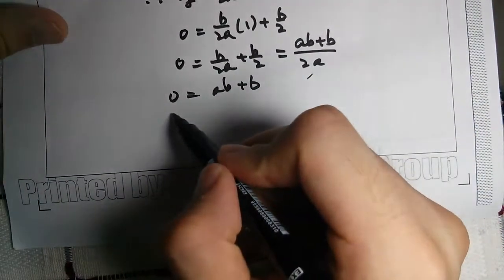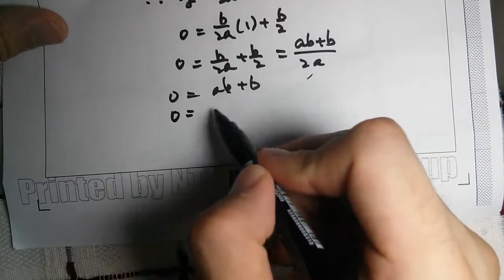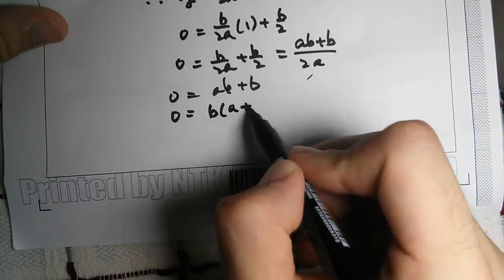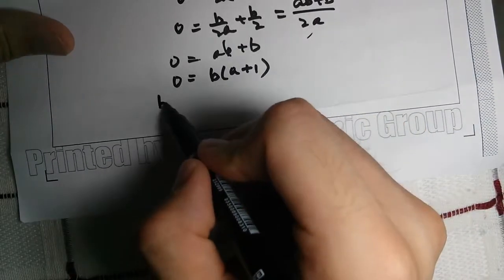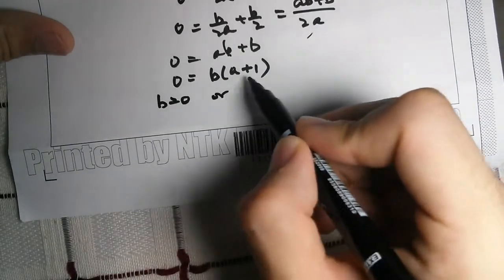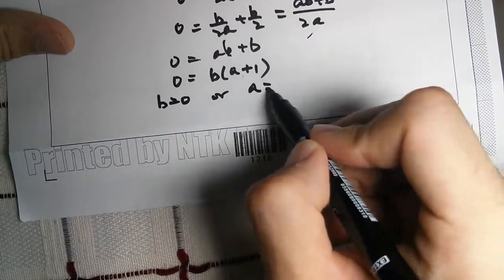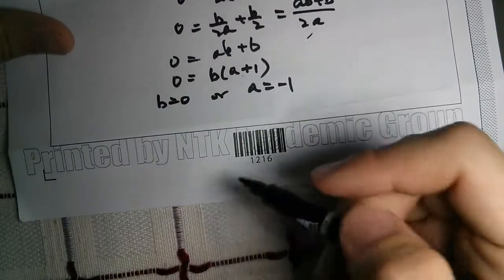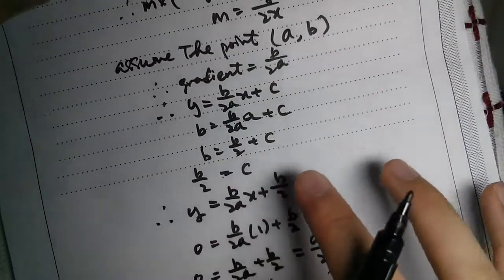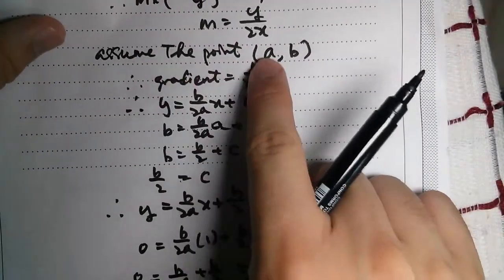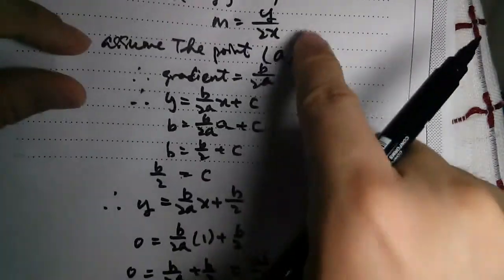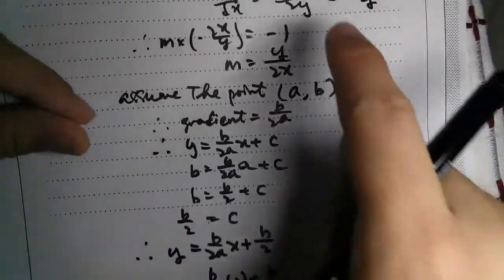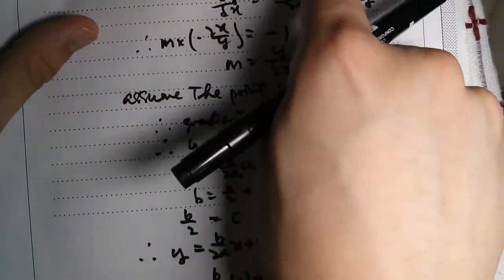How do we do this? Well, of course, both of them have b, so we factor out b. Two things multiplied together get you 0, so b is 0, or a plus 1 is 0, so a equals minus 1. So that's basically the answer. We let the point be (a, b), and we get a conclusion that either a is -1 or b is 0. But the question says we're supposed to have 4 points.